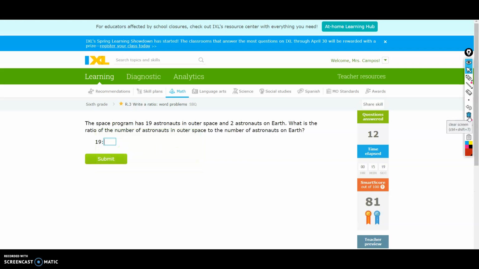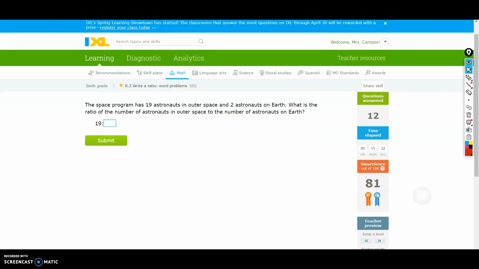All right. Now we have 2 ribbons over in the corner. The space program has 19 astronauts in outer space. 2 astronauts are on Earth. Oops, I didn't mean to go so wild with that marker. What is the ratio of the number of astronauts in outer space? So we know there's 19 in outer space. To the number of astronauts on Earth. Well, that's 19 to 2. They went back to the more simple problems. Or the simpler problems.